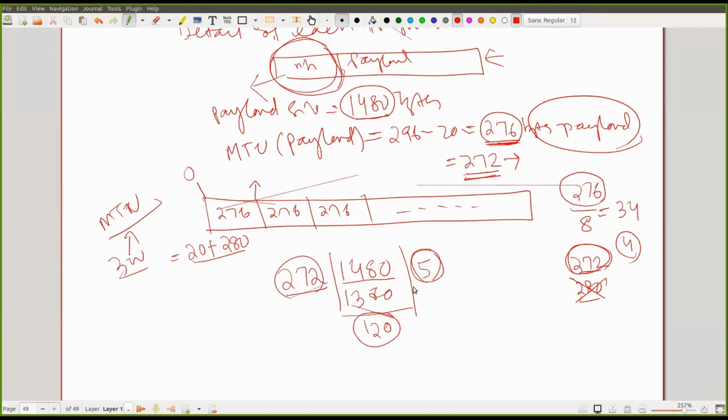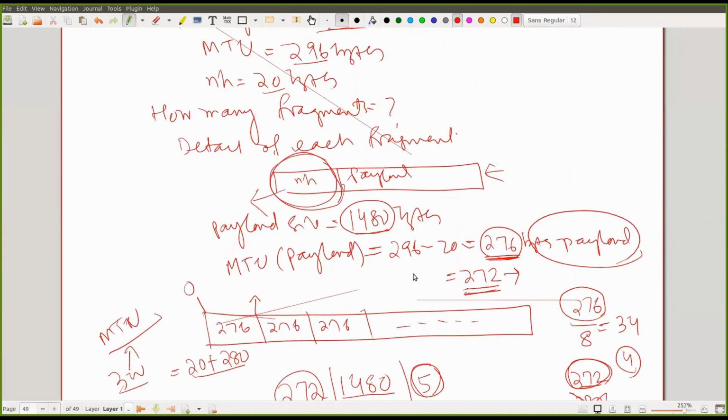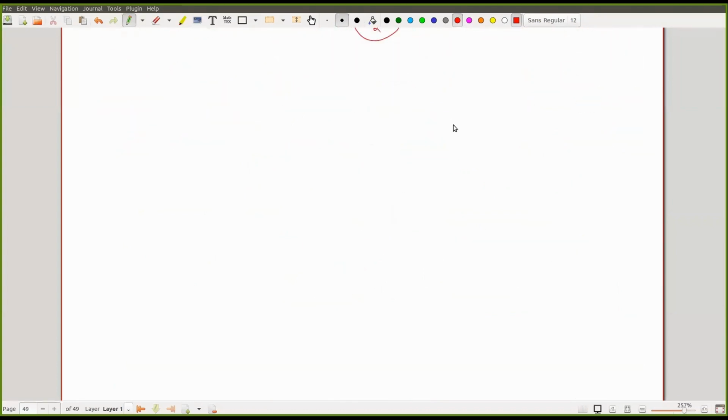So in total, the first question: how many fragments? The answer comes to 5 plus 1. 5 full fragments and the last one is a fragment with a payload size of 120 bytes. Okay, 6 fragments are formed. So now let's go one by one. What are the details to be filled in for each and every fragment? This is fragment 1.